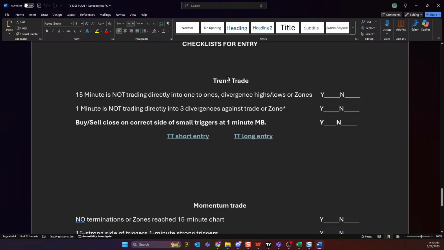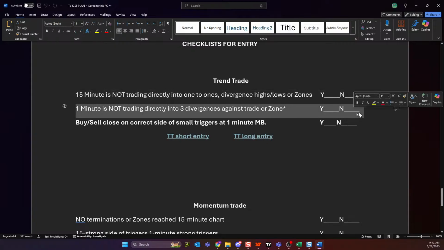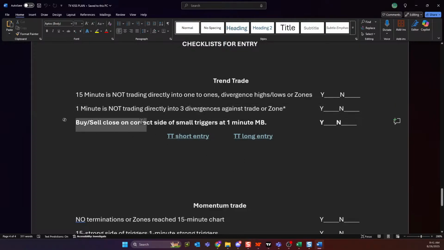So there is a trend trade checklist, the same way we did it on the other plan. 15 minute is not trading into anything. 15 minute has room to targets. 1 minute is not trading directly into anything. Clear path, room to targets, guys. And then you will buy or sell a close on the correct side of triggers at the 1 minute mid band or possibly an area.